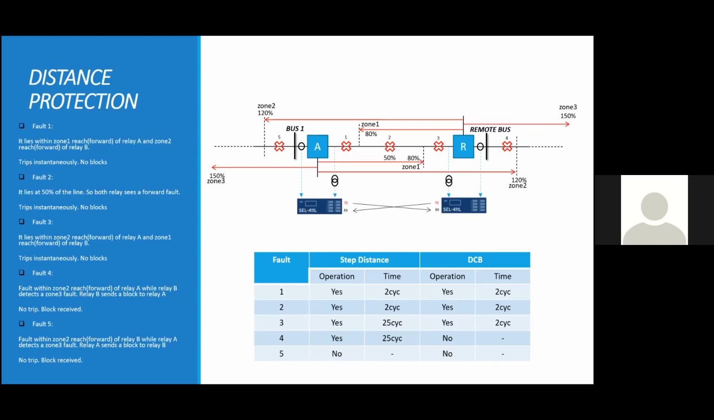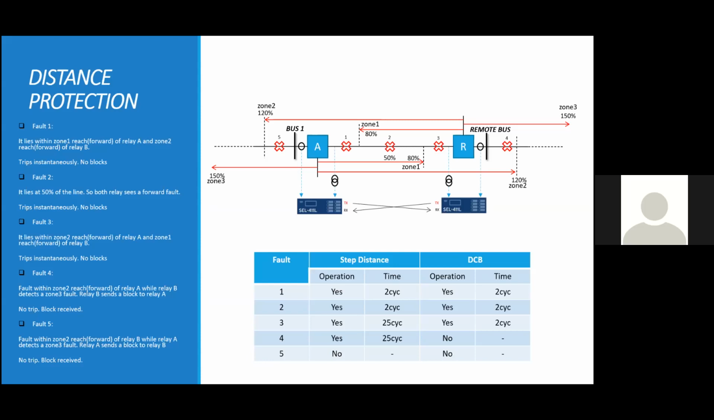So in fault 3, relay A sees the fault in its zone 2. So there is a delay associated with zone 2, which is about 25 cycles in this example. So relay A is going to take 25 cycles to operate. Whereas if you're using a DCB scheme on the same setup, relay A operates in 2 cycles as there is no block received from the remote terminal telling relay A that the fault is not on the transmission line.